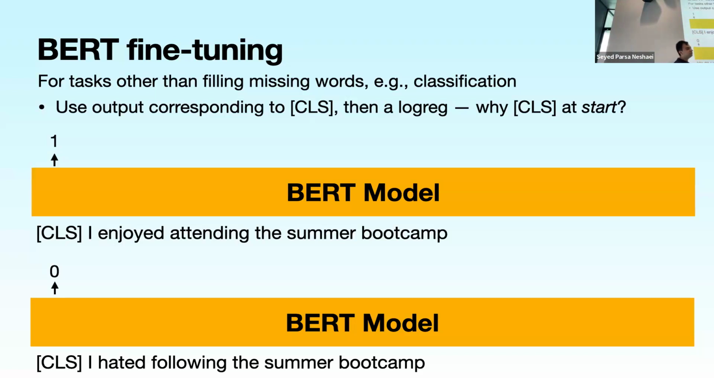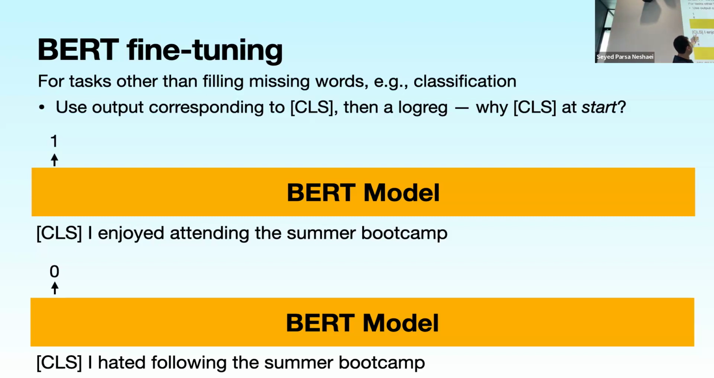So we fine tune the model to, for example, imagine it's about happy or sad. Happy is 1, sad is 0. I enjoyed attending the summer boot camp. This should be 1. I hated following the summer boot camp. This should be 0. We fine tune the model to output 1 for this sentence and 0 for this sentence.